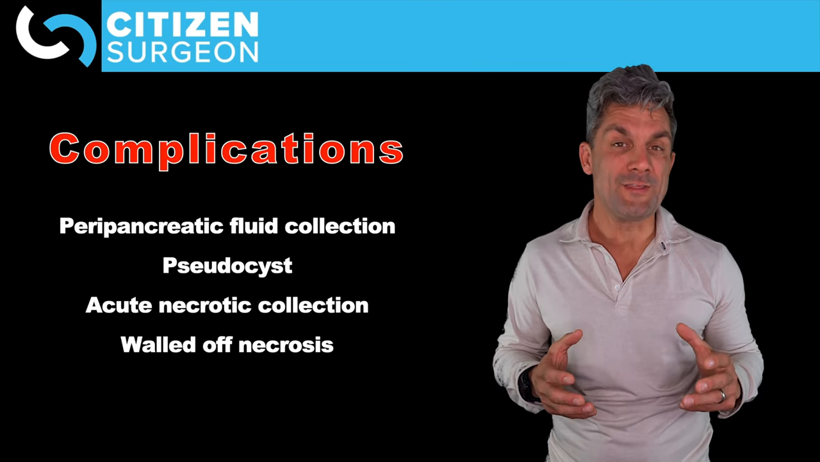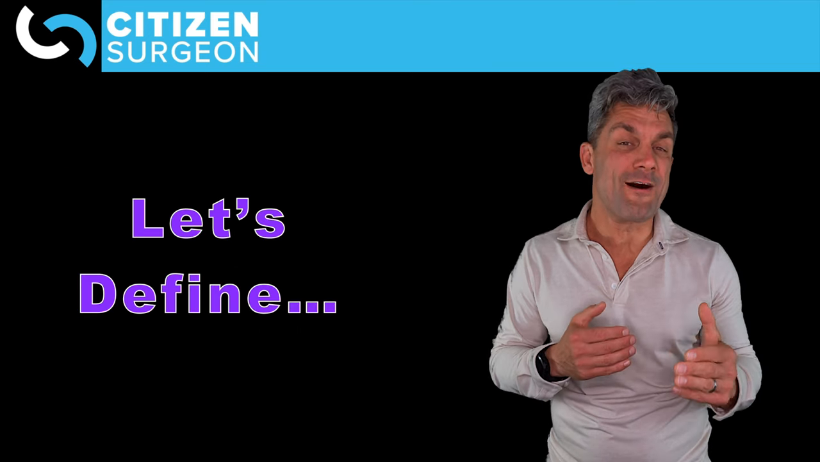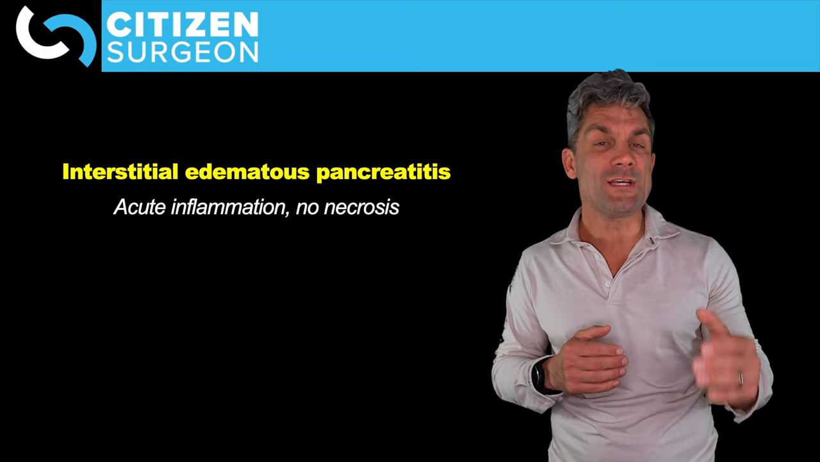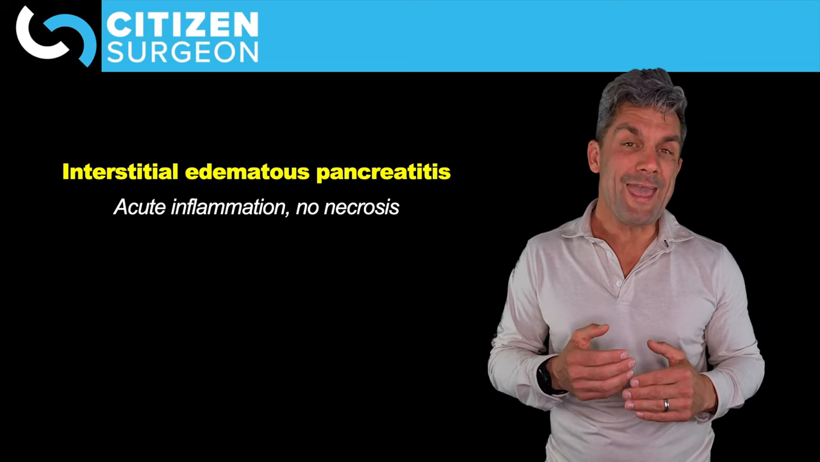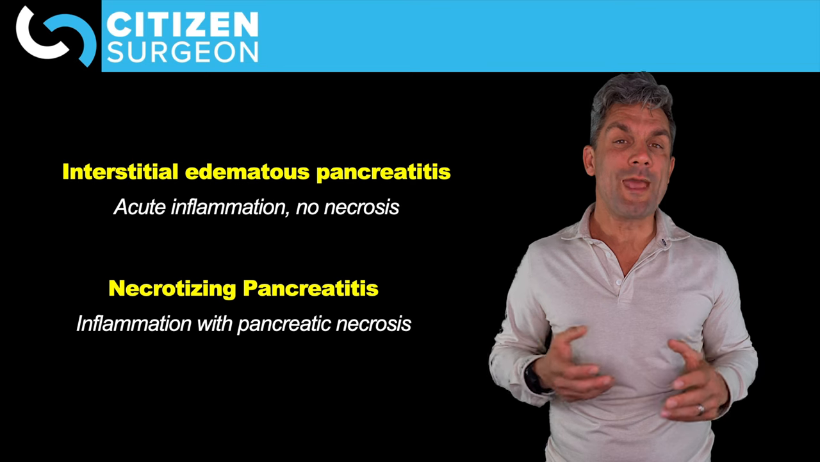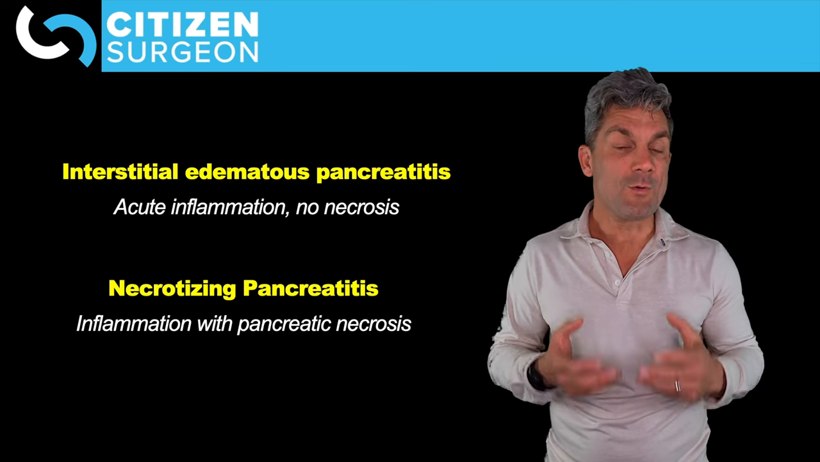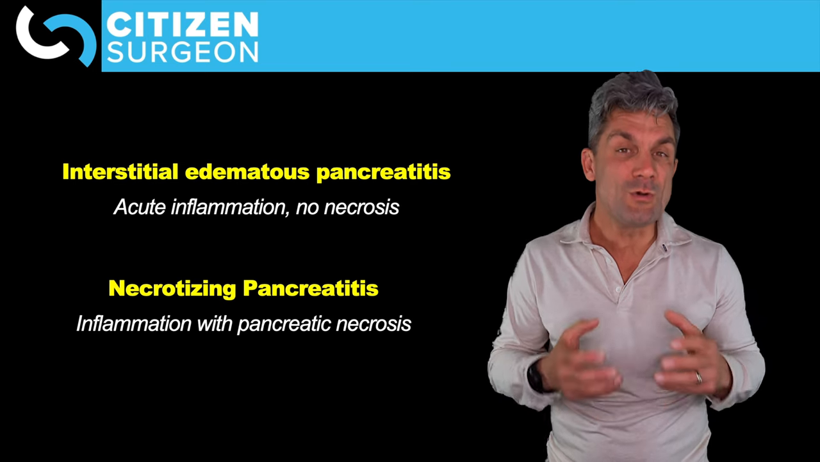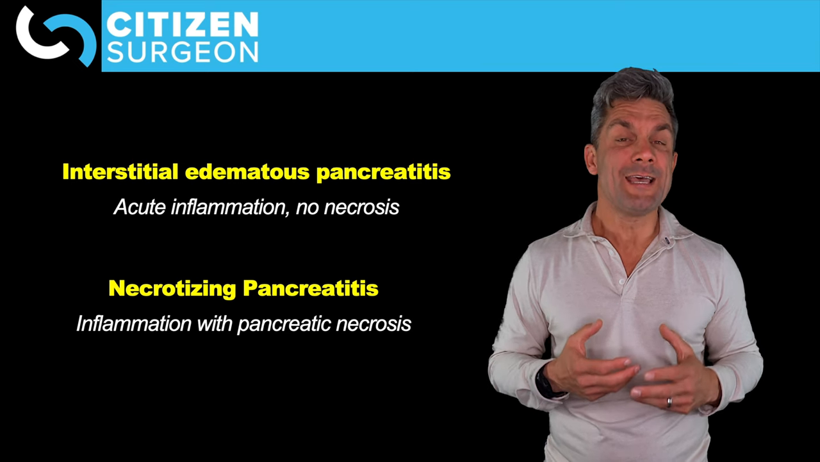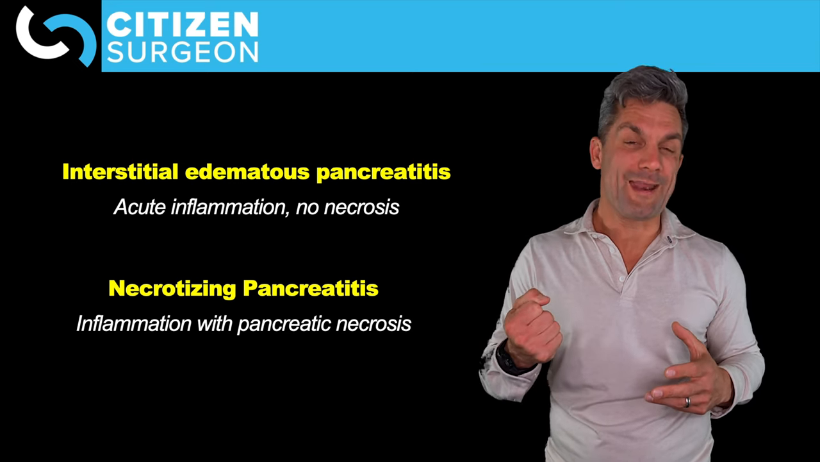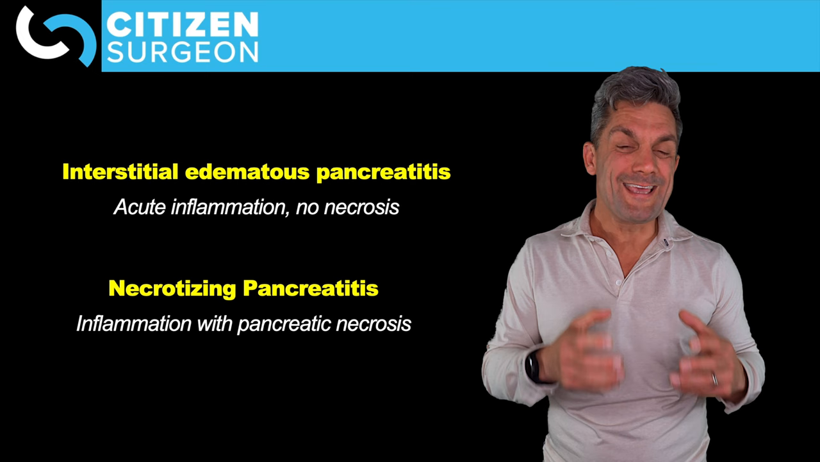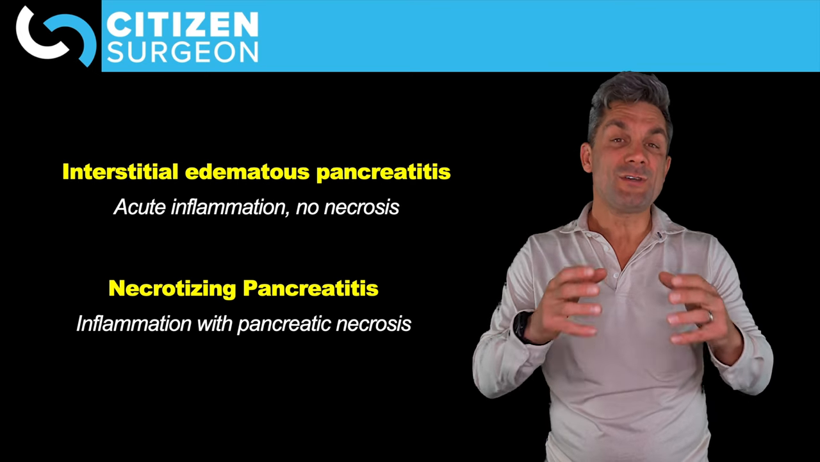Now let's go through each of these. Before we get to that, we should really define a couple of different terms because these are important, and that is the difference between interstitial edematous pancreatitis and necrotizing pancreatitis. Interstitial edematous pancreatitis is when we have acute inflammation of the pancreas, but we have no necrosis. Now, necrotizing pancreatitis, that's acute inflammation with pancreatic necrosis, and that's gonna be much more severe, much sicker patient.